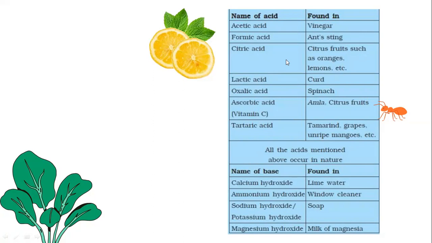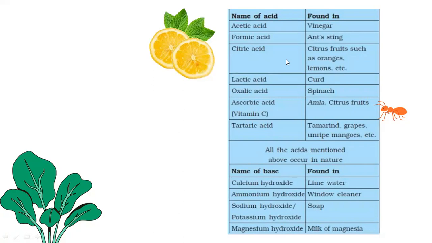Now coming to citric acid. Citric acid is present in citrus fruits, which means sour fruits such as oranges, lemons, etc. Now coming to lactic acid. Lactic acid is present in curd as well as milk. Oxalic acid is present in spinach as well as tomatoes. Ascorbic acid, which is vitamin C, is very, very important. Ascorbic acid is present in amla. It is rich in vitamin C.